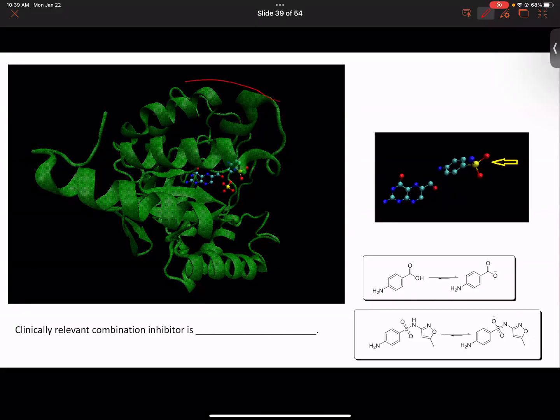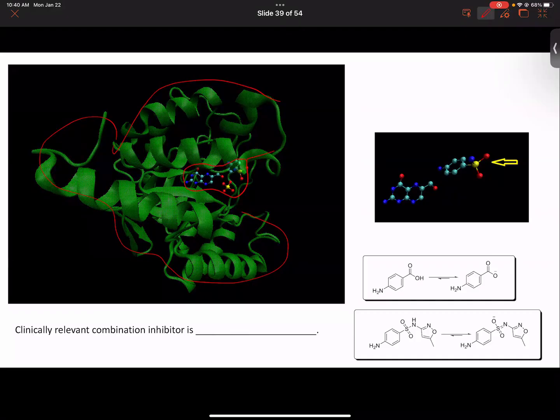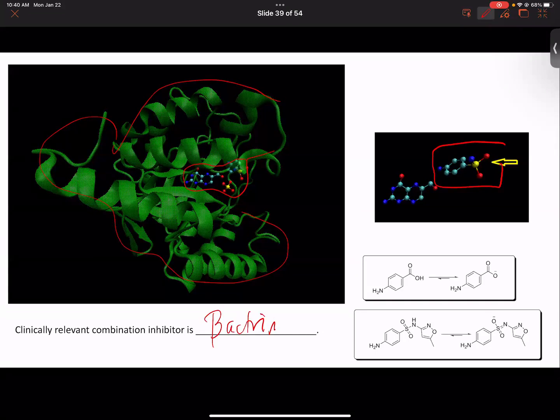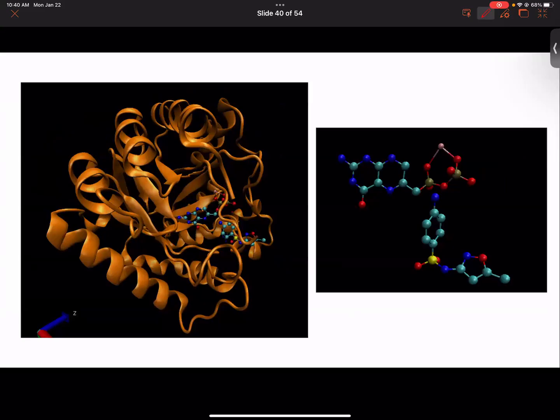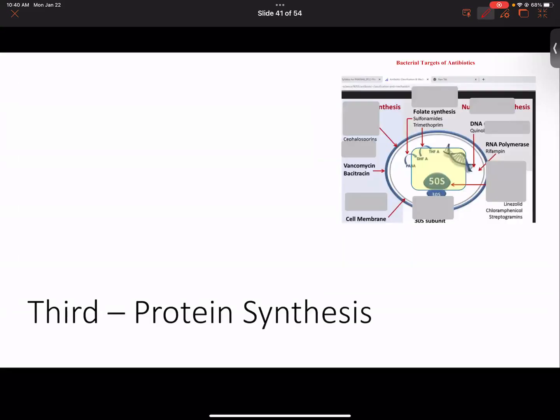And here's an image of the dihydropteroate synthase. And then pictured in here is an inhibitor, sulfamethoxazole. The clinically relevant combination is Bactrim. We'll talk more about the structure and the relevance of the charge of Bactrim later on. All right. On to protein synthesis.